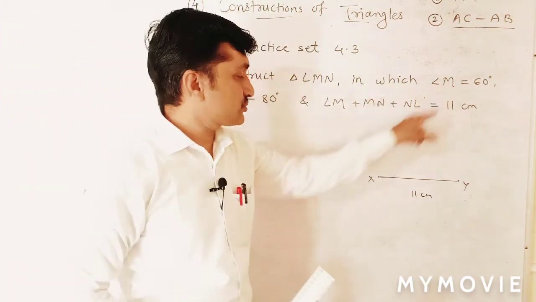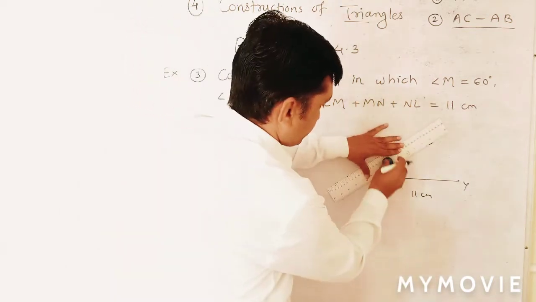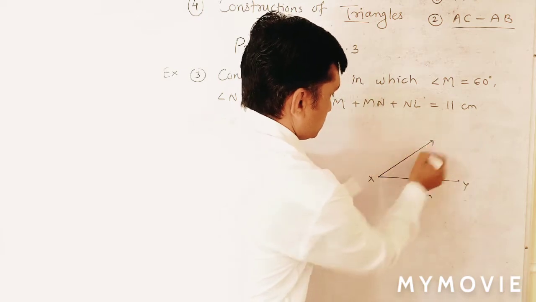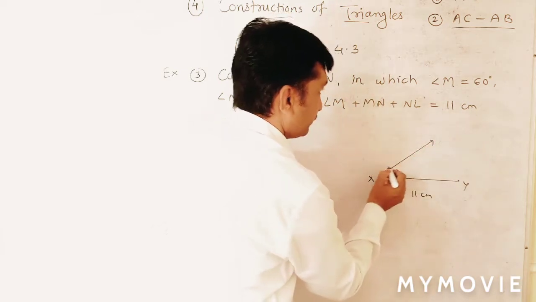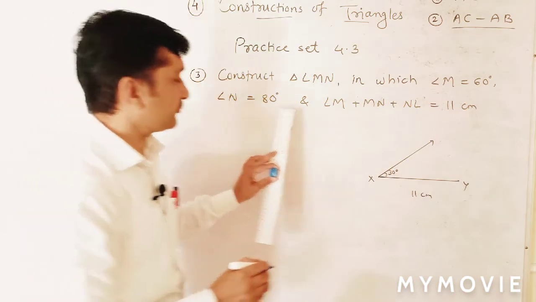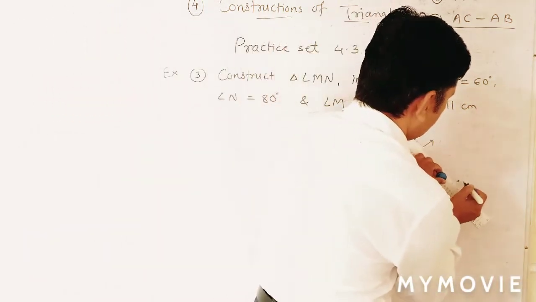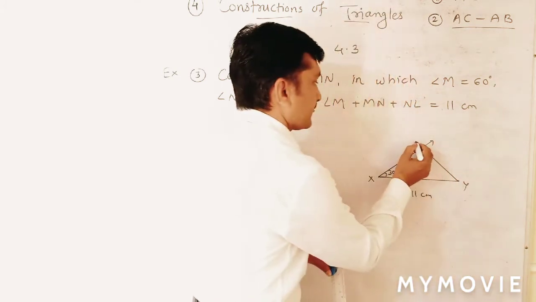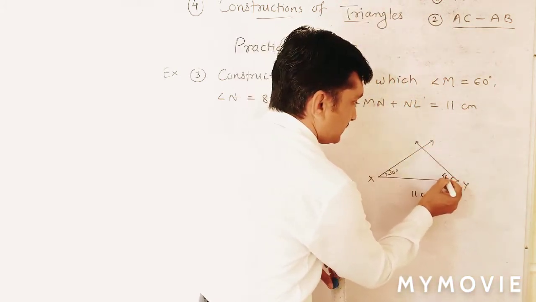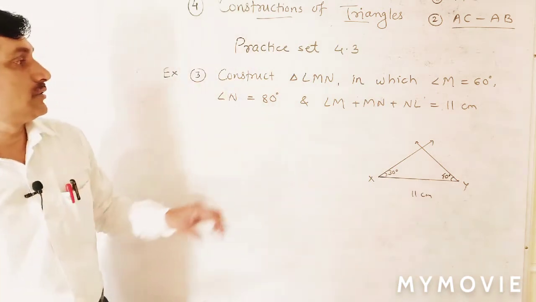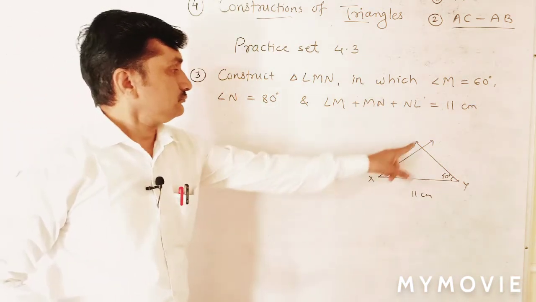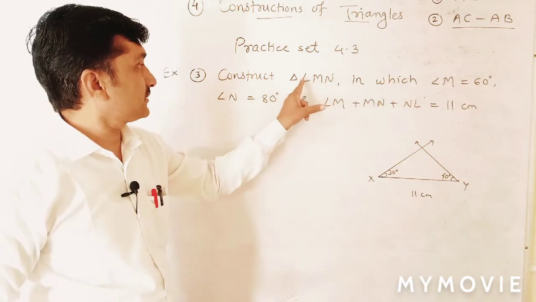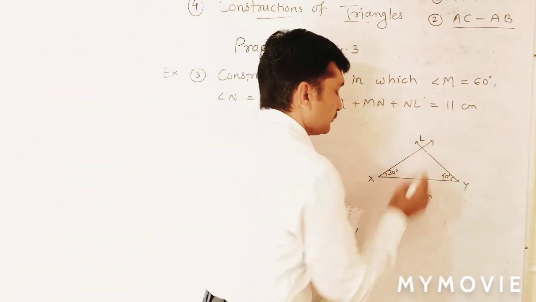Now half of M 60 will come here, 30 degree. 30 degree here, half of M, half of N, half of 80, 40. 40 we have to take at point Y. Half of 80, 40. Then this is first vertex, LMN, base is MN, no? Base is MN, that's why L point, third vertex.